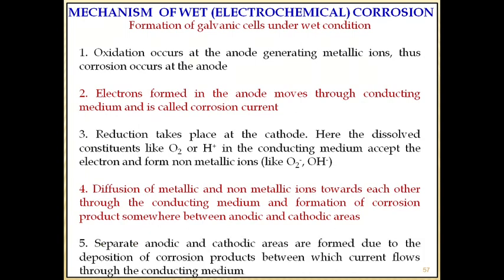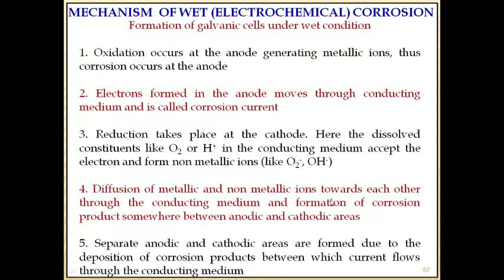Separate anodic and cathodic areas are formed due to the deposition of corrosion product, between which current flows through the conducting media. Once a corrosion product is formed, you will have a separate anodic and cathodic area through which the current flows. So this is the general mechanism.